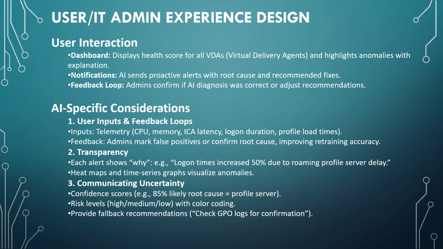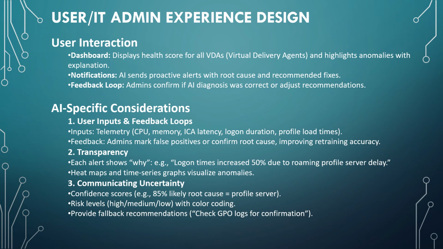So, what we need to consider: inputs and feedback, telemetry, all the information that we need, logon duration, protocol latency. In this case, Citrix's own protocol is ICA, so that's why I'm putting ICA latency here, CPU, memory, profile load times. Transparency is very important. We don't just need an alert like, hey, your CPU spiked to 100% for 10 minutes. Tell me why.